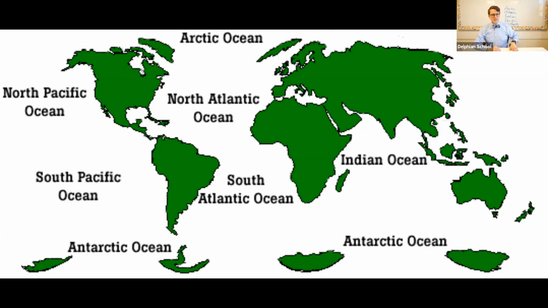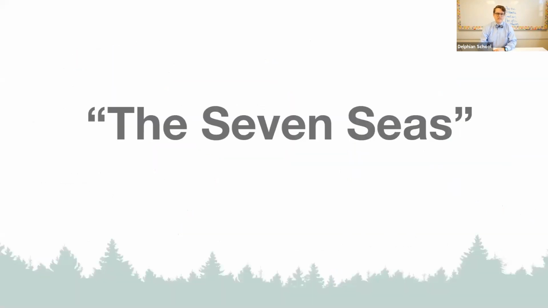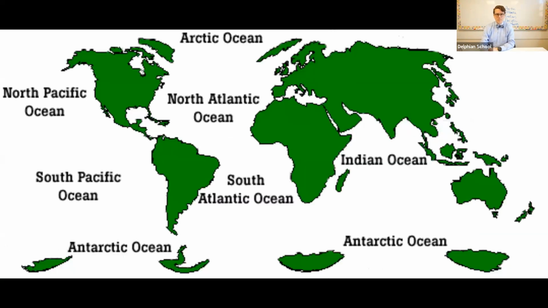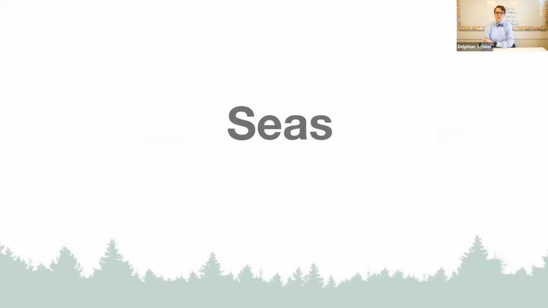But if you split those two into the North Pacific Ocean and South Pacific Ocean, and if you split the Atlantic into the North Atlantic and South Atlantic, you have 7 oceans. And you could call those the 7 seas, the 7 oceans. But that phrase, the 7 seas, is just meant to communicate all the open water on our planet. There are things called seas, and they are thought of as separate from the oceans.